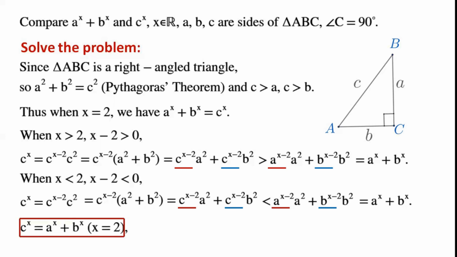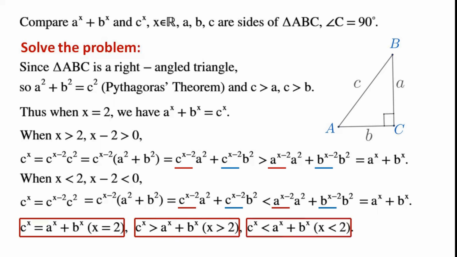In summary, when x equals 2, c to the power of x equals a to the power of x plus b to the power of x. When x is greater than 2, c to the power of x is greater than a to the power of x plus b to the power of x. When x is less than 2, c to the power of x is less than a to the power of x plus b to the power of x.